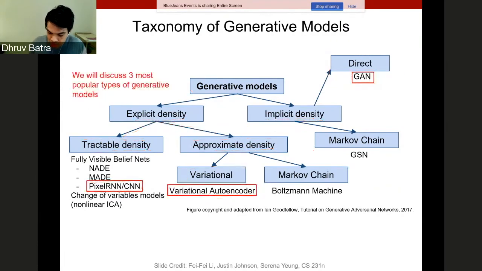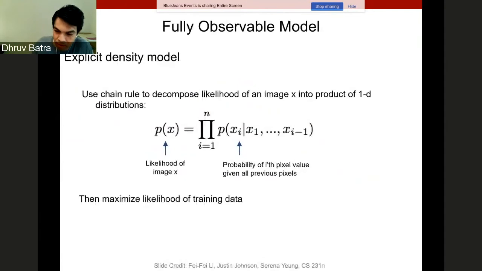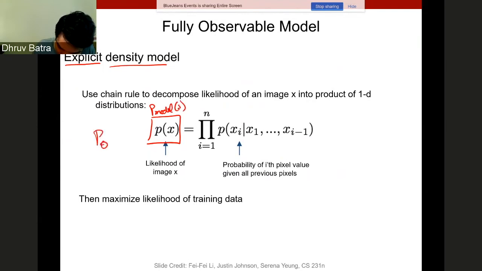So let's take a look at, as I said, we'll discuss three of these most popular generative models. Let's take a look at pixel RNNs and pixel CNNs. Pixel RNNs are explicit density models, meaning that they are learning this P model of X, meaning that there is some parameterization theta that we are learning. They use the chain rule to break P(x) down into P(xi) given some ordering of X.